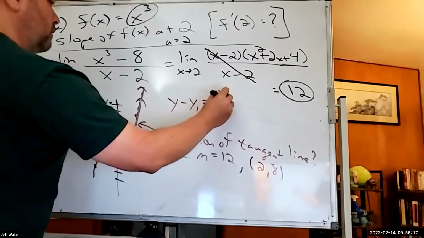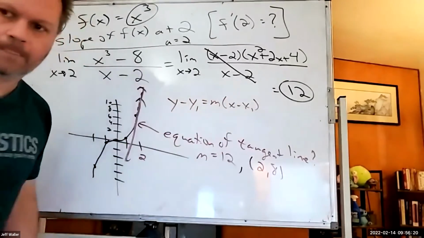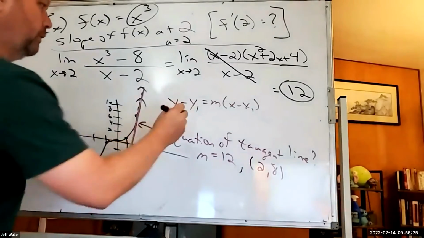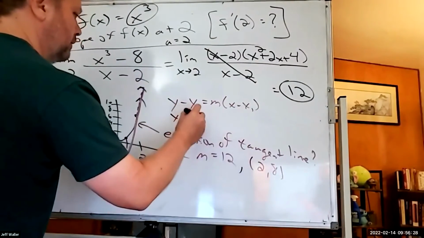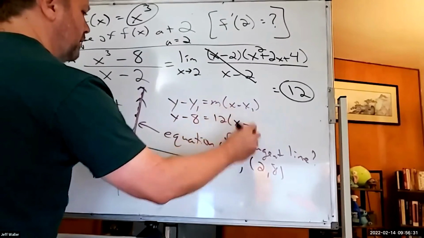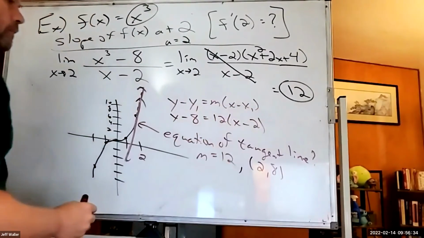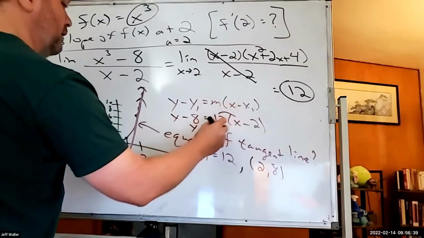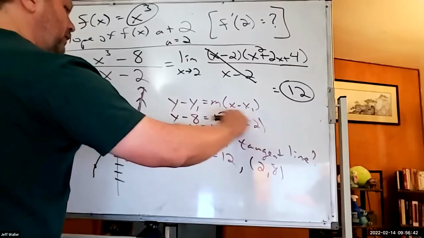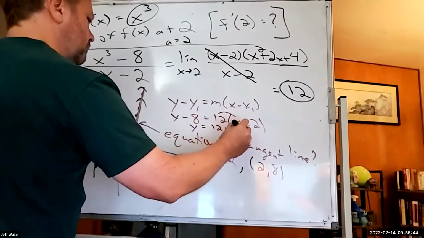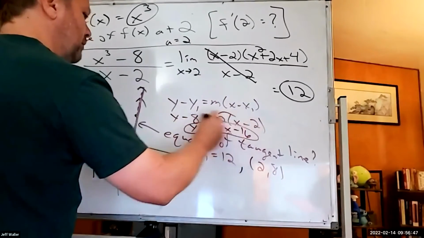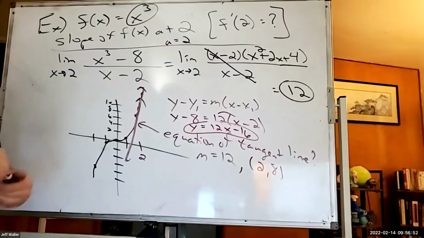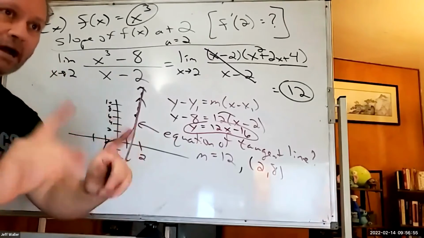If you want to do it this way. No, maybe yes, maybe no. So it'll be y minus the y piece equals m times x minus the x piece. So it'll be y equals 12x minus 24 plus 8. So I get 12x minus 16. Is that what you guys get? Okay, now.